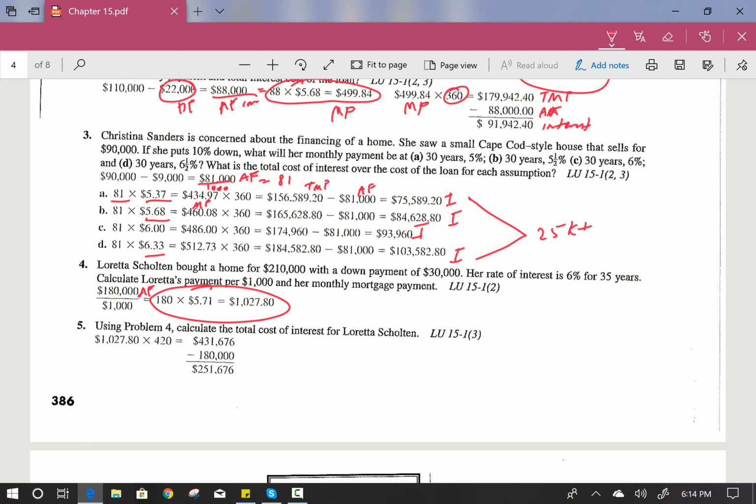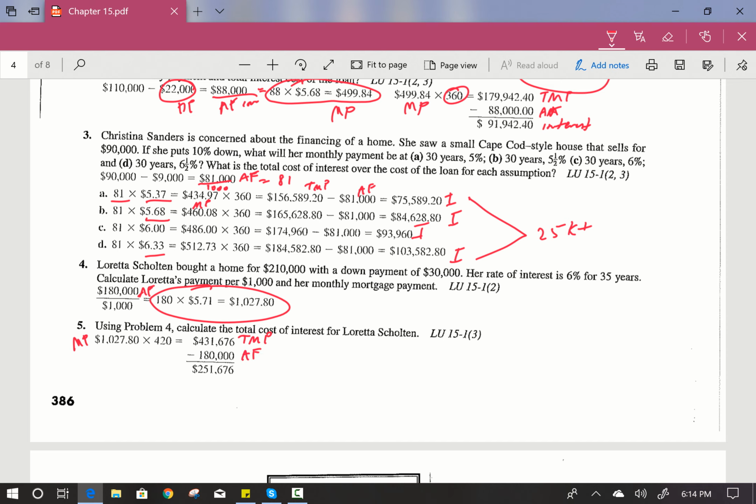Now, number 5, using problem number 4, calculate the total cost of interest for Loretta Schulten. So our monthly payment of $1,027.80 times 35 years times 12 months gives us 420 payments. That equals a total of all of our monthly payments, which includes our principal and our interest, of $431,676.